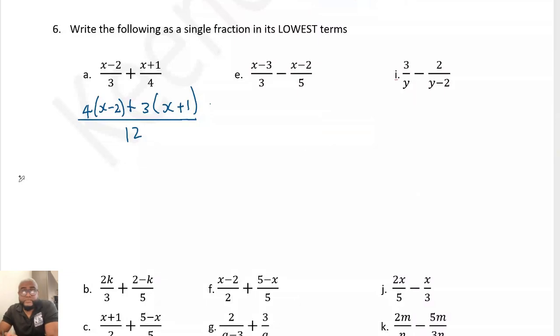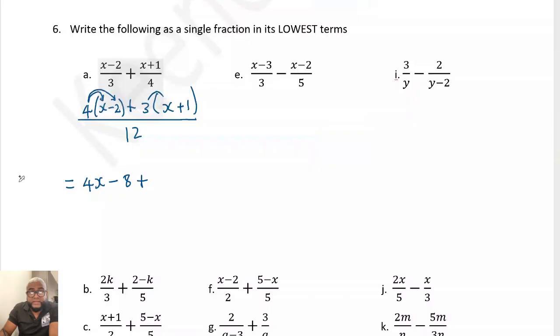Everybody good here? Can you all get rid of the brackets here? You all know what to do to get rid of the brackets? What do I multiply 4 by? And then 4 by? Negative 2. Excellent. So this will be 4 by x is 4x, and then 4 by negative 2 will be negative 8. Right? Plus, let's work on the second one.